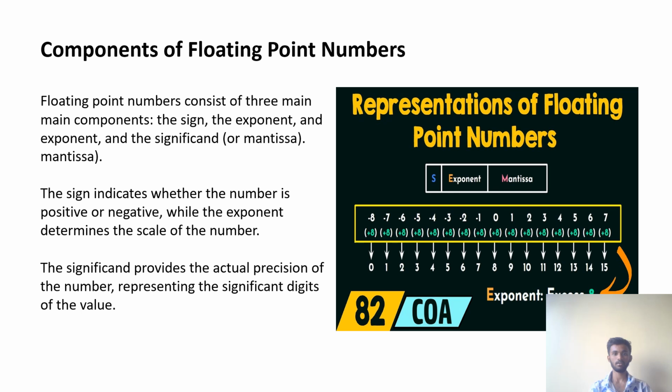Components of floating point numbers. Floating point numbers consist of three main components: the sign, the exponent, and the significand. The sign indicates whether the number is positive or negative, while the exponent determines the scale of the number. The significand provides the actual precision of the number, representing the significant digits of the value.